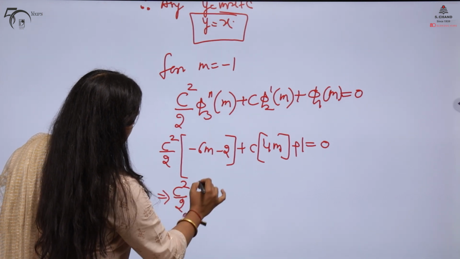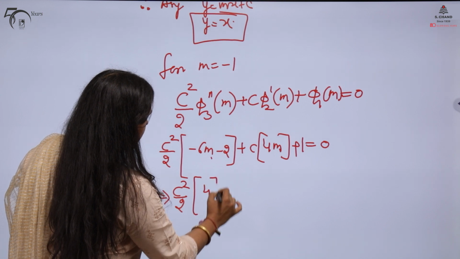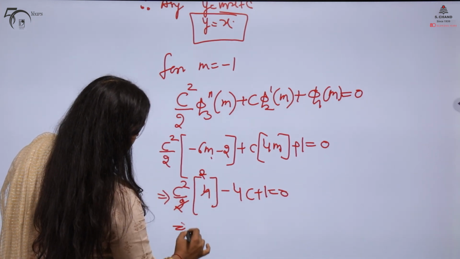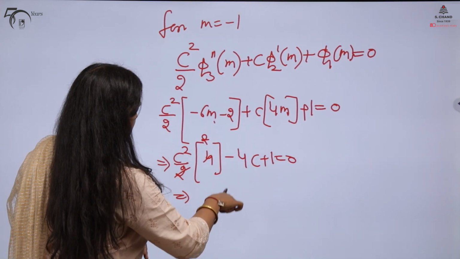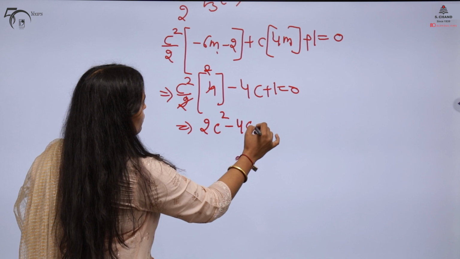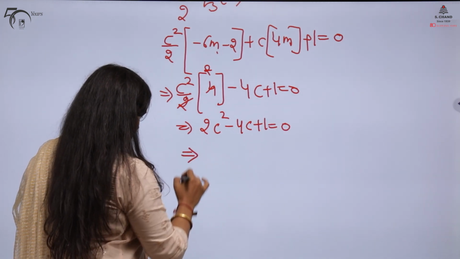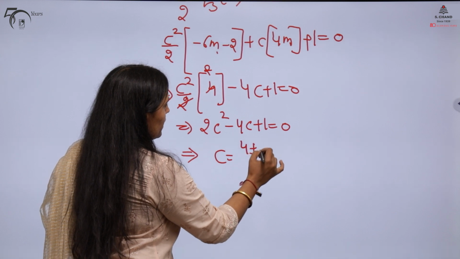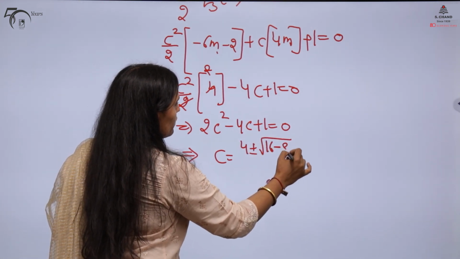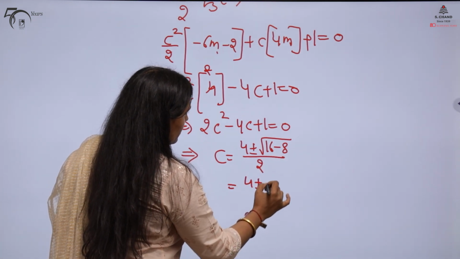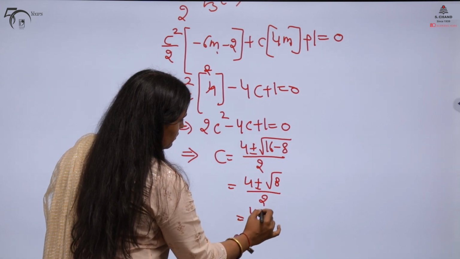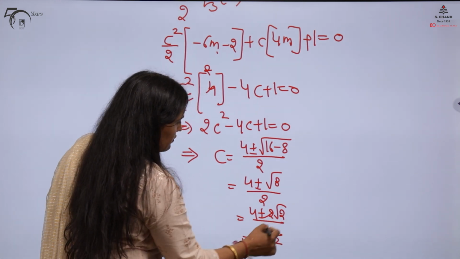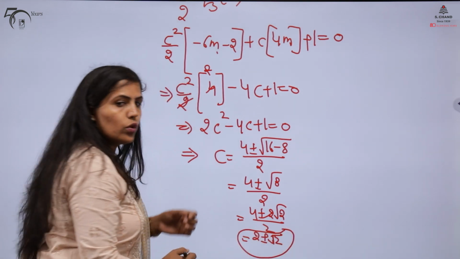So, C square by 2, when you are substituting minus 1, so this will give you 4 only. This will give you minus 4C plus 1, cancel it. So, 2C square minus 4C plus 1. Now, if you do not know how to calculate this, what values will you be calculating? C equals minus B plus minus under root B square minus 4AC upon 2A. So, this is your 2 under root 2, you cancel it and these are the values. So, C values for m equal to minus 1.